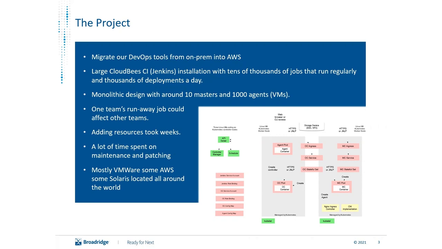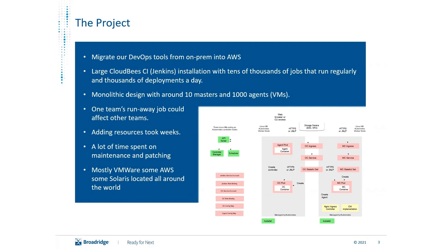Now, our on-prem CI implementation had around 10 masters and around 1,000 agents. Those agents were running on VMs. One of the problems is that because a lot of the masters were shared by different development teams, if one team had a runaway job, it could affect other teams. Another problem was, since it was on-prem, if we needed to add resources, it sometimes could take weeks, if we needed more disk space or more CPU and things like that.